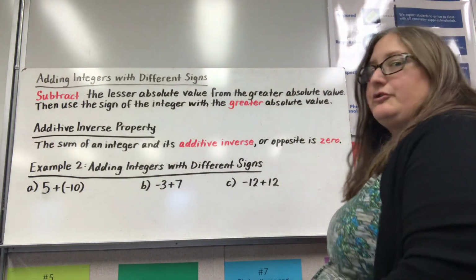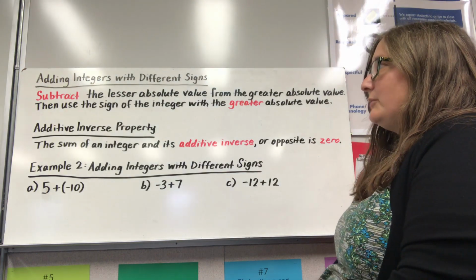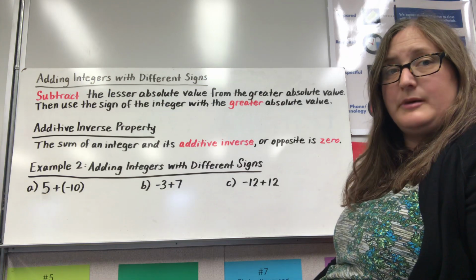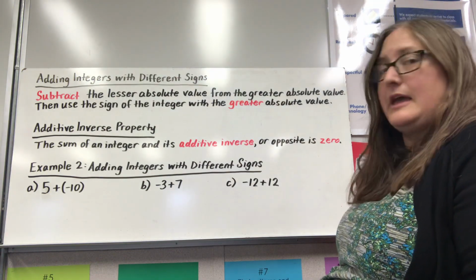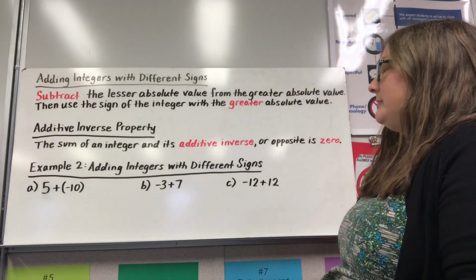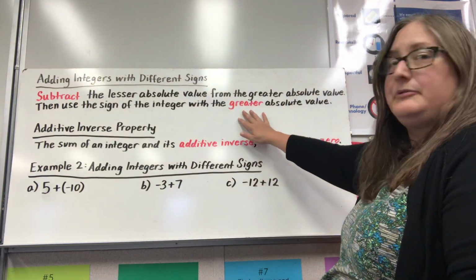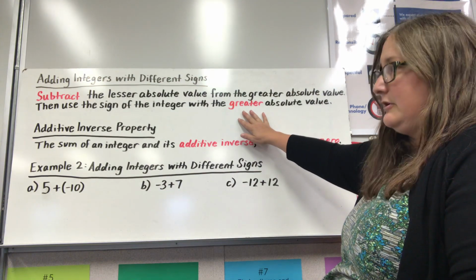If I'm adding integers with different signs, I'm actually going to subtract the absolute values. I'll take that larger number and subtract the smaller to get the number part of my answer. Then I'm going to use the sign of the integer with the greater absolute value for my answer.